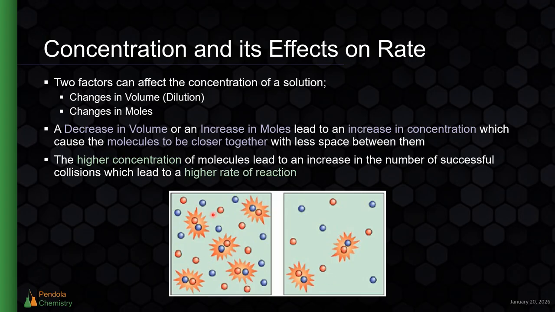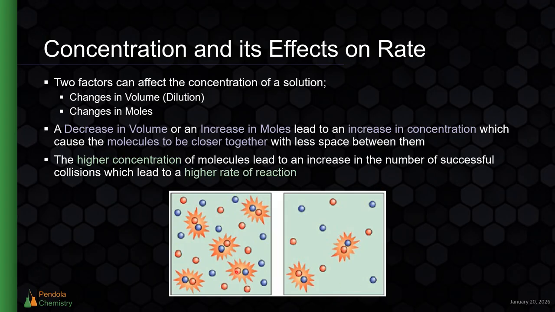The higher concentration leads to an increase in the number of collisions and therefore an increase in the number of successful collisions, which overall is going to lead to an increase in the rate of the reaction. Essentially, because the reactant molecules are more crowded together, they crash into each other more often. According to collision theory, some of those collisions will be ineffective, some of them will be effective or successful. The more collisions we have over time, the higher the number of successful collisions we're going to get.